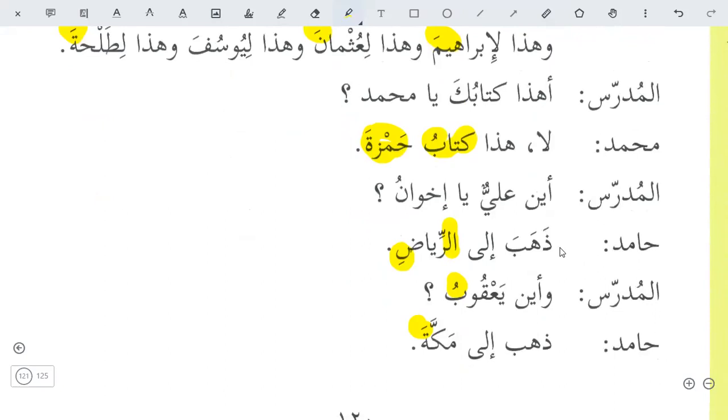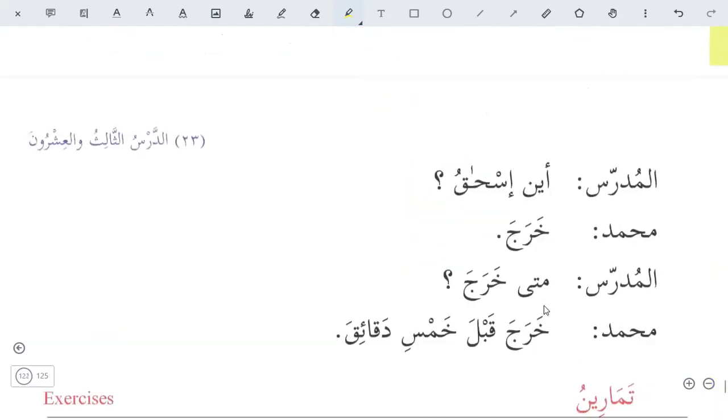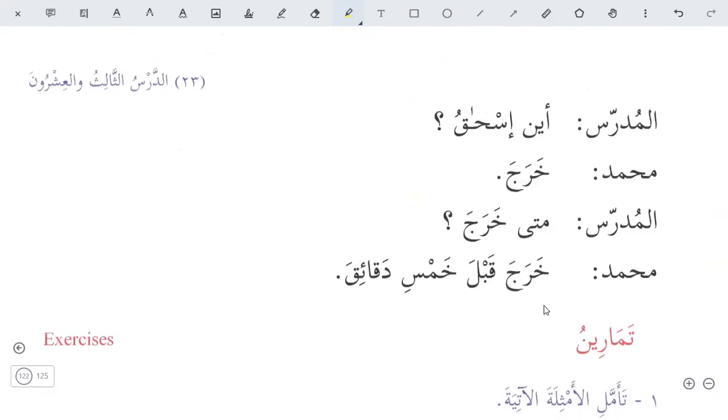Does this book belong to you, O Muhammad? No, this is Hamza's book. Where is Ali, O brothers? He went to Riyadh. And where is Yaqub? He went to Makkah. Where is Isaac? He went out. When did he go out? He went out 5 minutes ago.